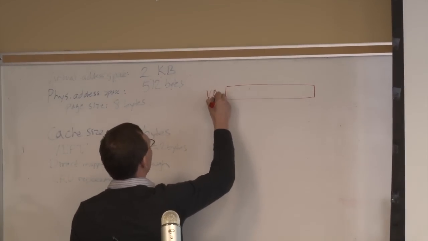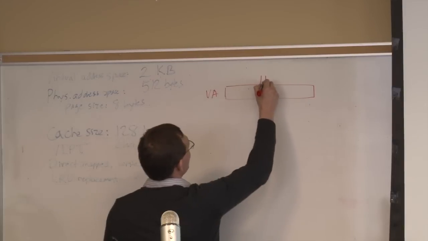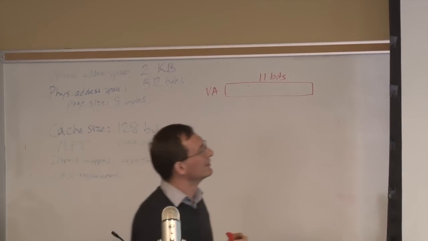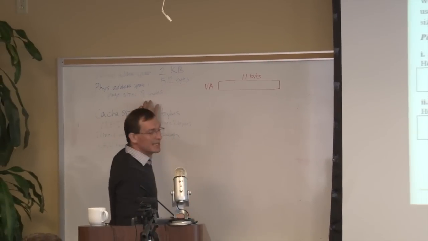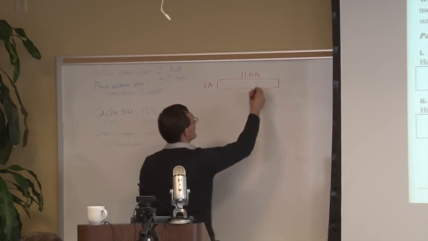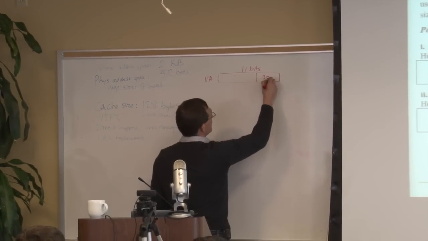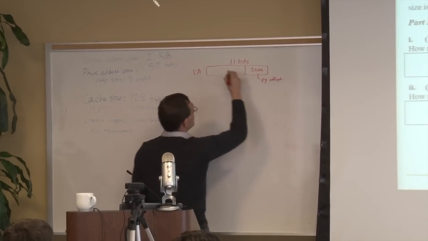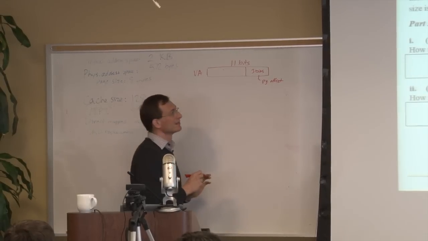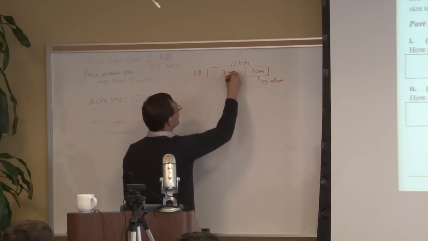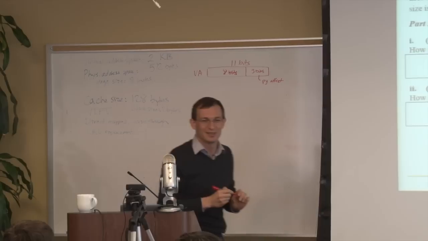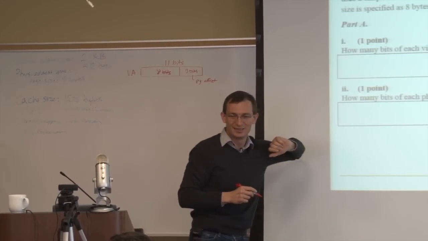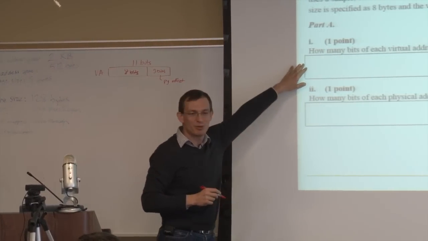So if you look at a virtual address, how many bits is it? It's 11 bits, because it's 2 kilobytes, and it's byte-addressable. And page size is 8 bytes, which means that 3 bits over here is the page offset, right? So the virtual page number is 8 bits, right? Scream if I do something wrong. I guess nobody's screaming yet. Okay. The answer is 8 here.